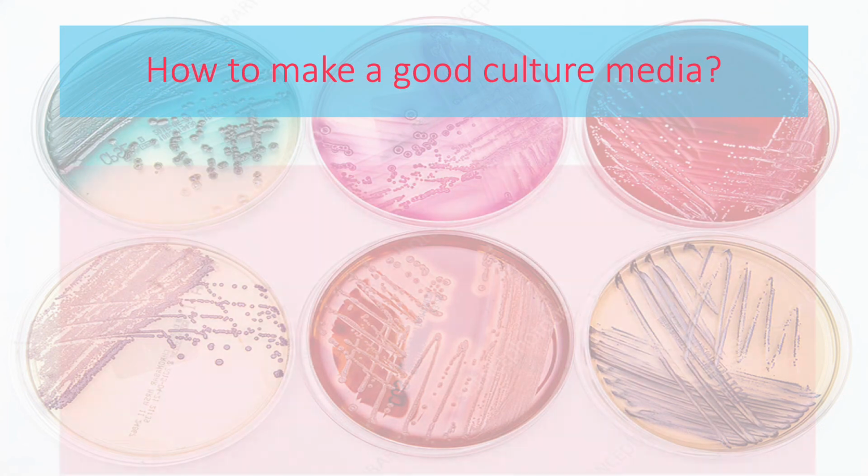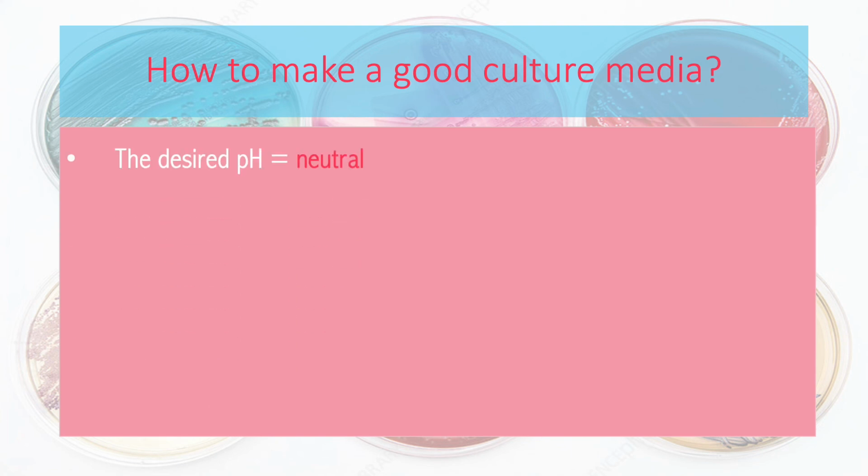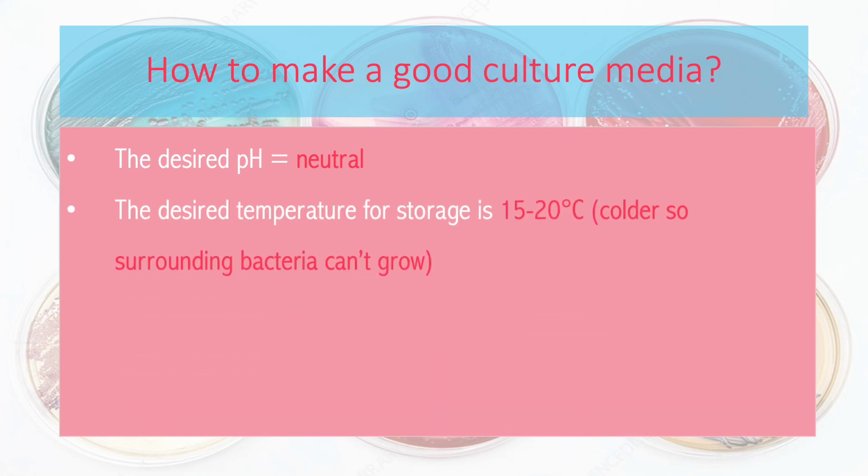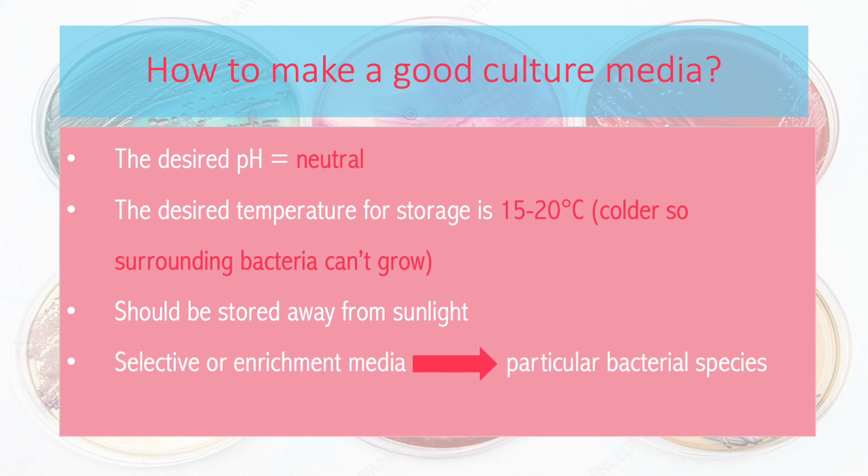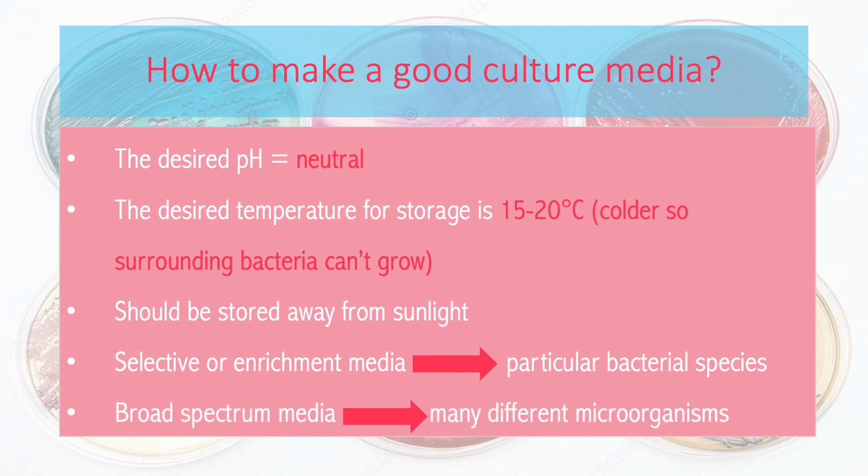Let's look at how to make a good culture medium. A good culture medium should have a desired pH of neutral because a lot of acidity or alkalinity can kill the bacteria. A desired temperature for storage is 15 to 20 degrees Celsius before inoculation, and it should be stored away from sunlight because we don't want our medium to be invaded by surrounding bacteria. For isolating particular bacterial species, it is desired to use selective or enrichment media, while to investigate different microorganisms in a given specimen, it is desired to use a broad spectrum media.